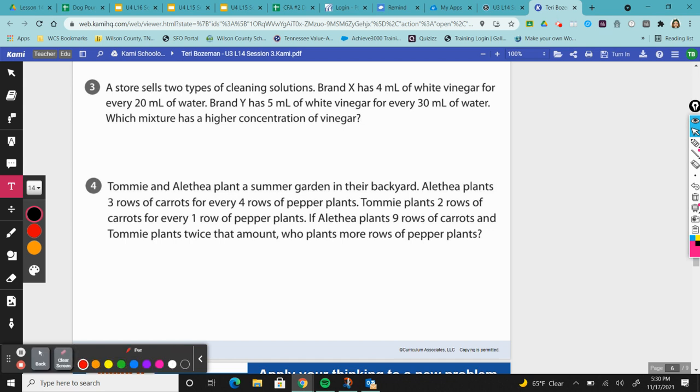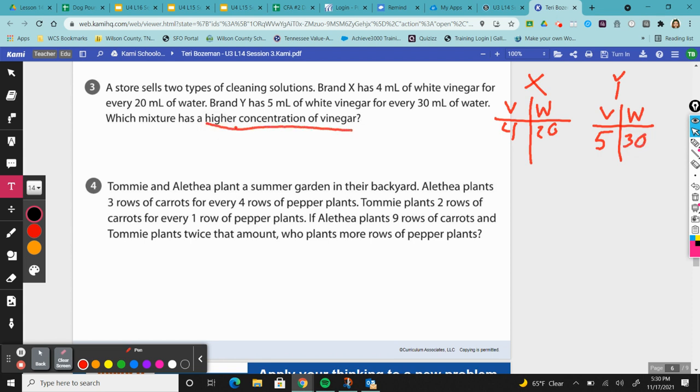So we have a ratio, X. That's one brand, right? Vinegar to water, 4 to 20. And then we have brand Y. It has a ratio as well, right? Vinegar to water, and we have 5 to 30. And we want to compare concentration, so more, right? Vinegar. If we're wanting to compare vinegar, then water has to be the same. Oof. 20 and 30. I'm going to have to change both of these.